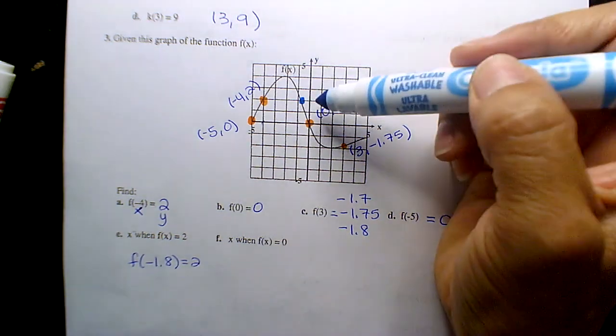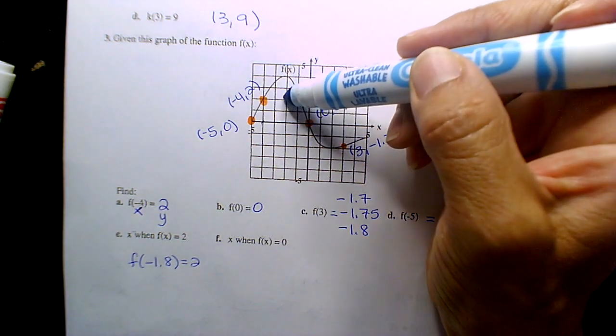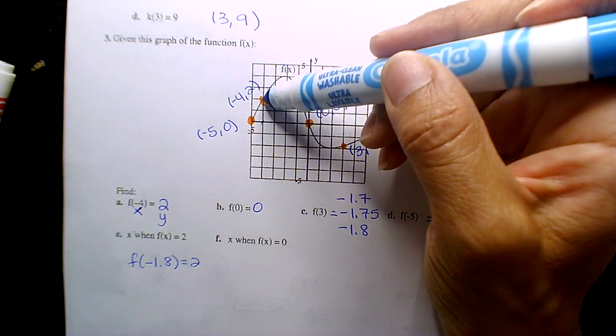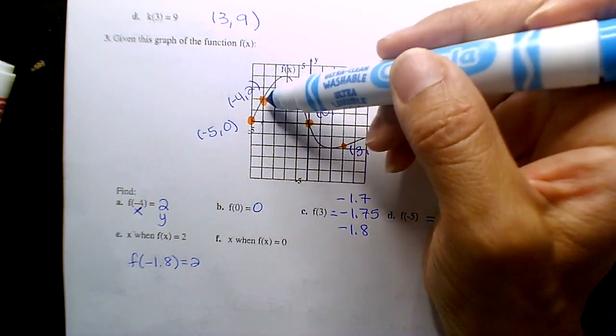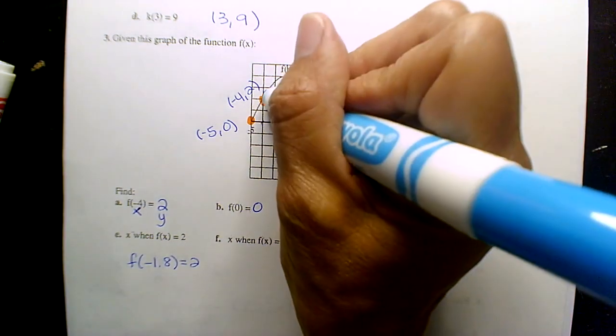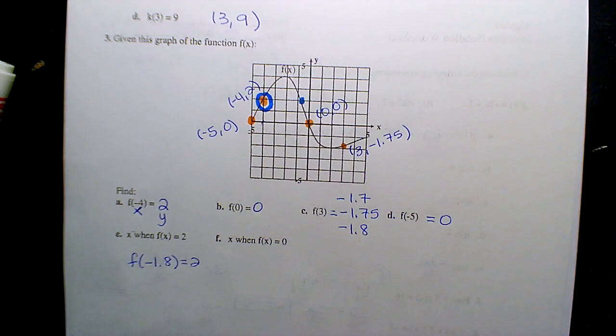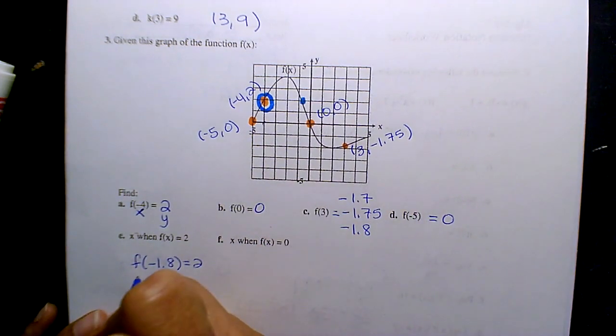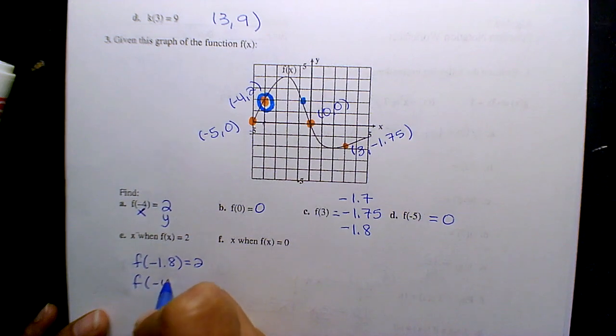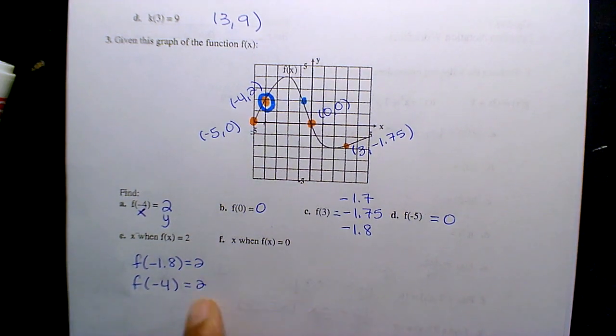0? No, keep going along this line. Keep going, hit, and now what is it on the x? Negative 4. Yeah. So I'll ring it because it's for both. So it actually had 2 options: negative 1.8 and negative 4.